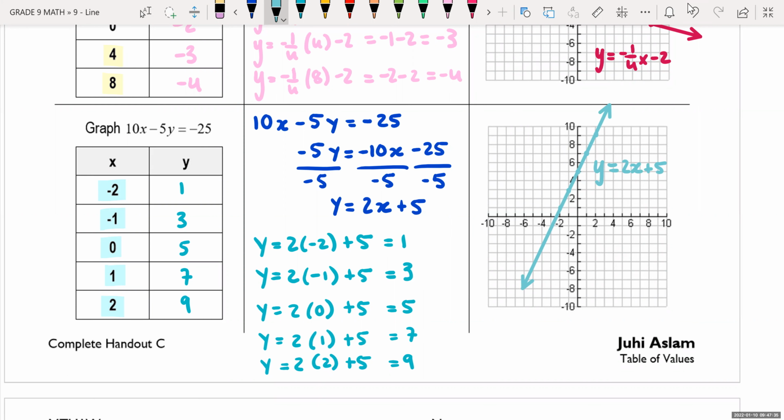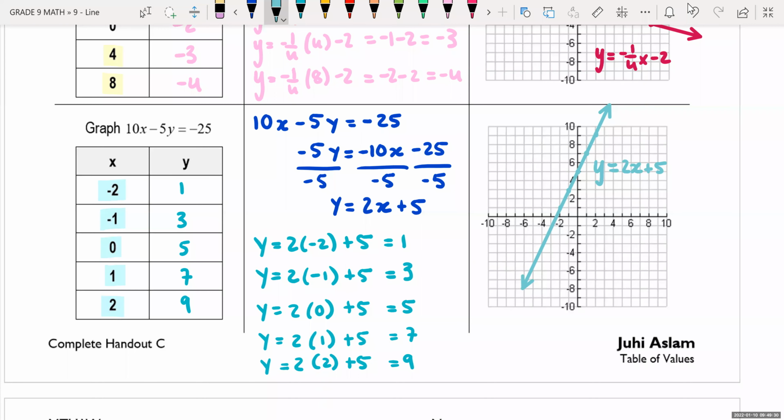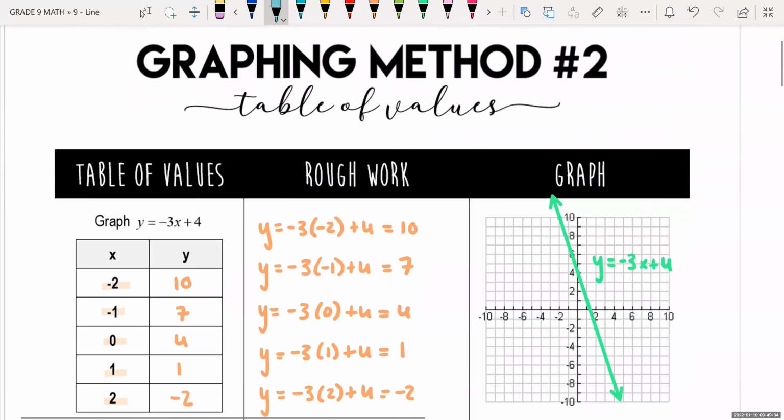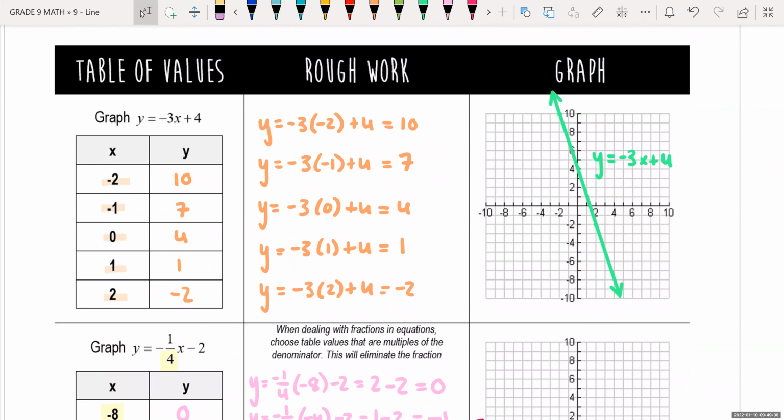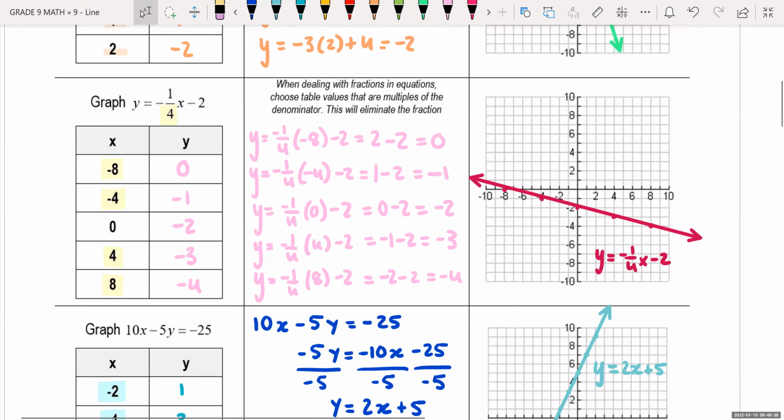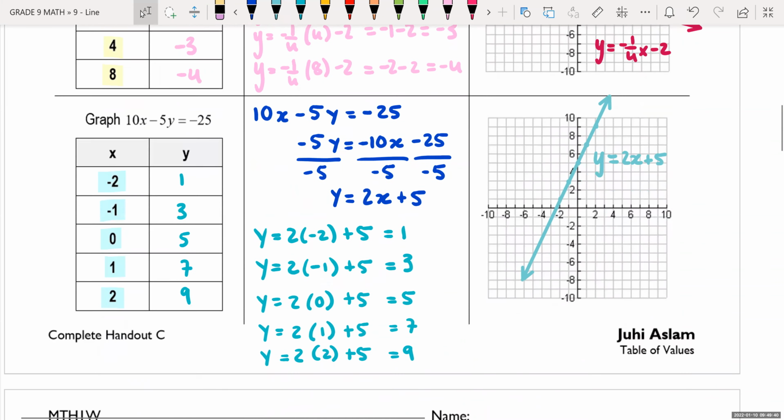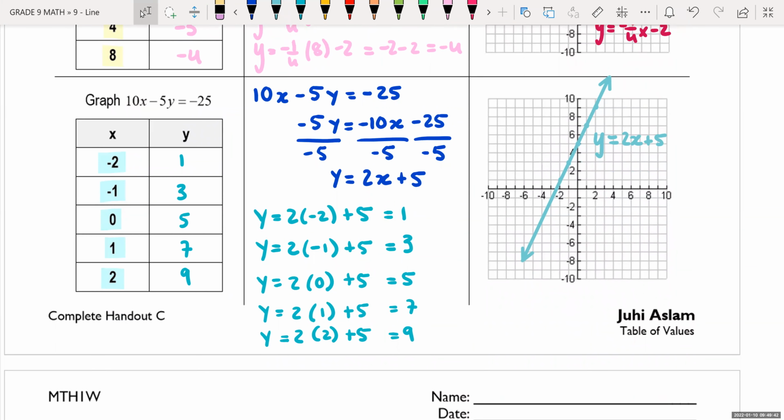Okay, pause. I'll give you guys a couple of seconds to catch up. So what I've done is I've shown you one type of every question of a table of values: one where it's super straightforward and simple, one with a fraction, and a third one where you're going to have to rearrange it so it's y is equal to blah, blah, blah.